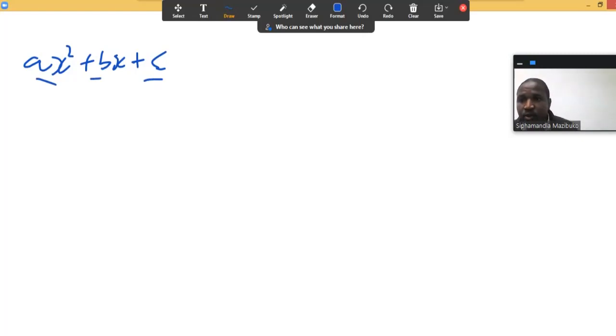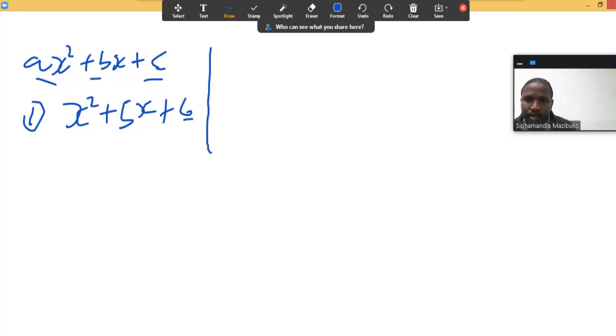So let's quickly look at our example one here. So we're looking at factorizing. So what should we do if we want to factorize? Let's say we have this example here. Example 1 is x squared plus 5x plus 6. So whenever you're looking at factorizing, especially this type of quadratic, you must look at the last term. So we need to find the factors of the last term. Our last term is 6.